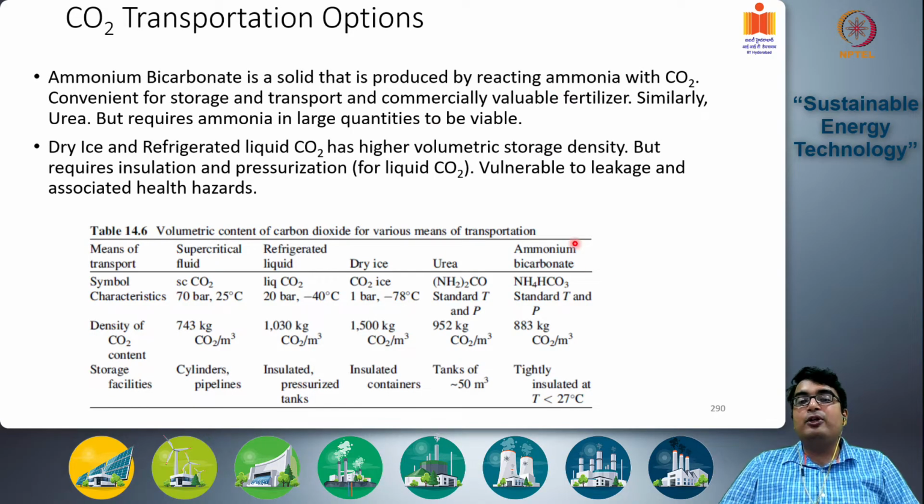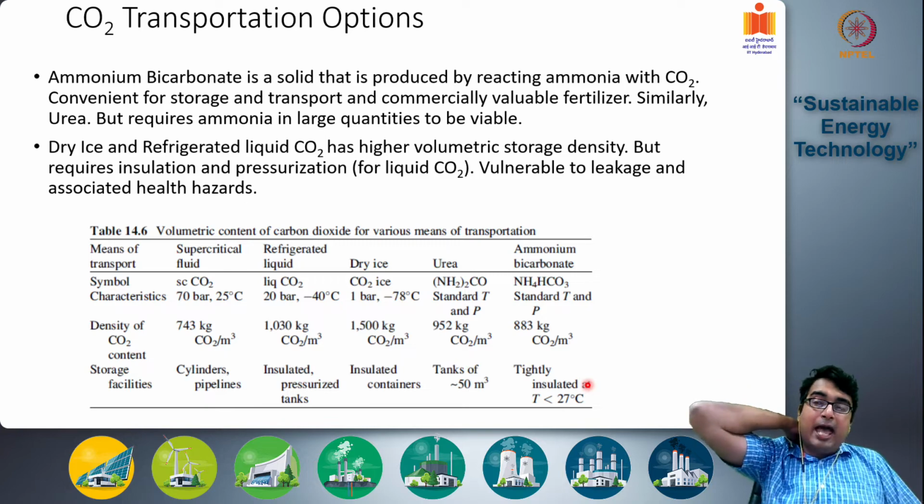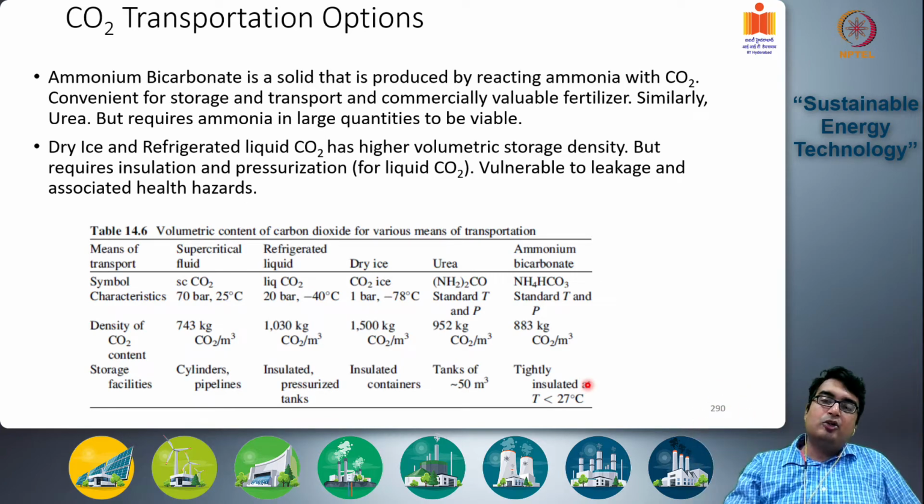Similarly, you can use ammonium bicarbonate. This is richer in hydrogen and less rich in carbon. The density of CO2 is 883 kg of CO2 per meter cube. This has to be tightly insulated because there are issues with ammonium bicarbonate not being stable above 27 degrees centigrade. So this is another option you can use. Those are the various things.